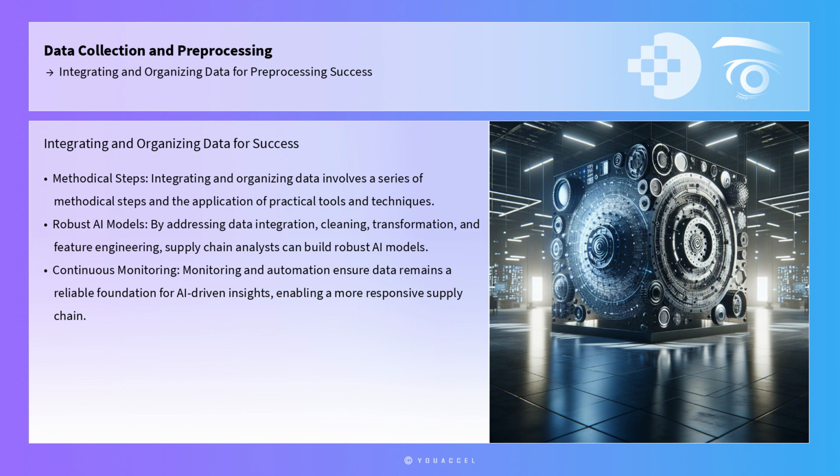Overall, integrating and organizing data for preprocessing success involves a series of methodical steps and the application of practical tools and techniques. By systematically addressing data integration, cleaning, transformation, and feature engineering, supply chain analysts can build robust AI models that drive efficiency and innovation. The continuous monitoring and automation of these processes ensure that data remains a reliable foundation for AI-driven insights, ultimately enabling a more responsive and resilient supply chain.